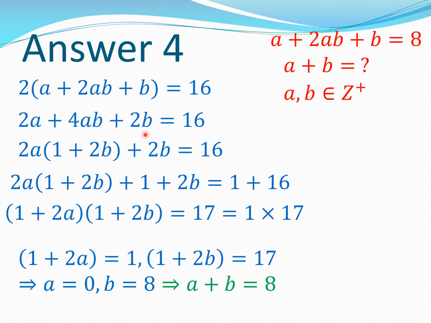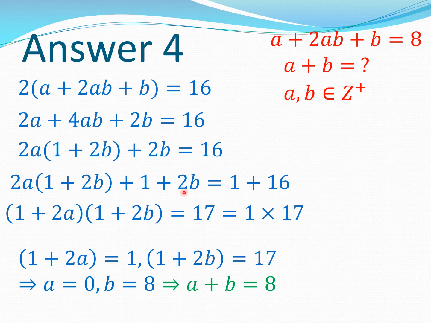Now I expand the left hand side, so I get 2a plus 4ab plus 2b equals 16. Now I can take 2a out, and so I get a 1 plus 2b term, and again I get a 2b term here. Now I can add 1 to both sides of this equation, then I would get 1 plus 2b terms here, and I can factorize this equation. So when I add 1, I have got this 1 plus 2b here. This has become 1 plus 16.